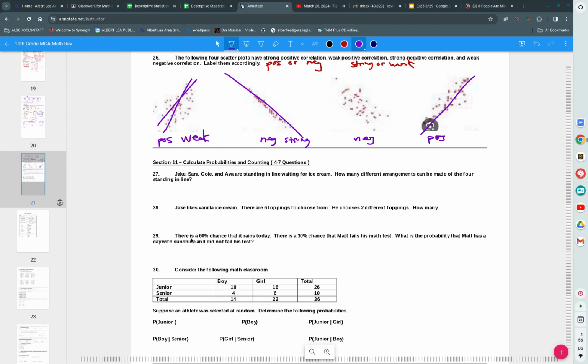Now, this one seems to be weaker, and this one seems to be strong, but these are a little bit more mixed. They're kind of in the middle in terms of type of correlation, okay? But you should be able to compare weak, strong, positive, negative correlations.